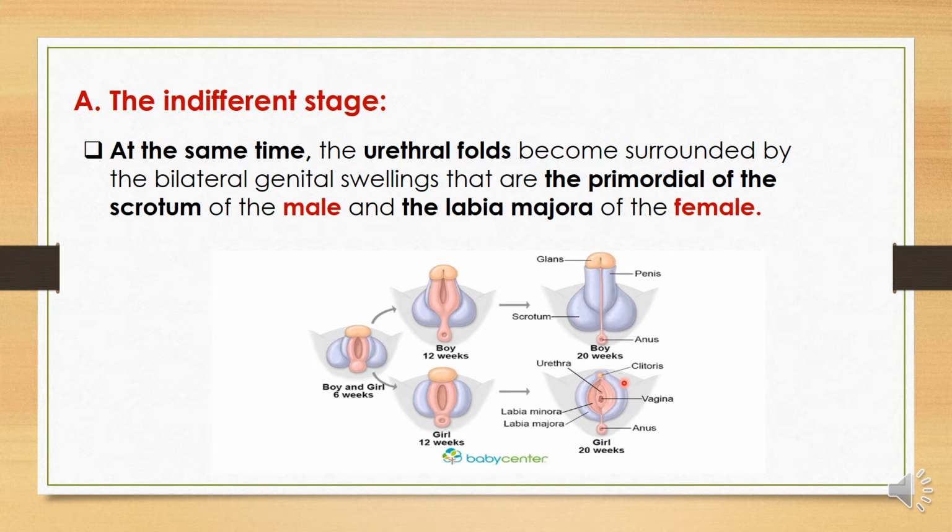At the same time, the urethral fold becomes surrounded by the bilateral genital swellings that are the primordia of the scrotum of the male and the labia majora of the female.